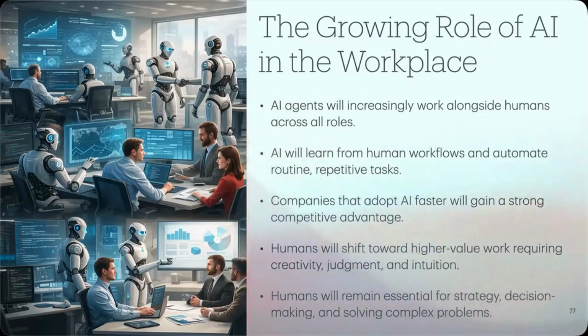Routine, repetitive tasks, especially administrative work, are the easiest targets for automation. Roles that involve less critical thinking, fewer soft skills, and limited creativity are more likely to be handled by the AI agents. This means humans will need to shift their focus towards higher value work. Skills like intuition and creativity and judgment will become more important. Even in organizations that adopt AI heavily, humans will remain essential, especially for things like strategic discussions and decision making meetings and creative thinking and solving complex problems.